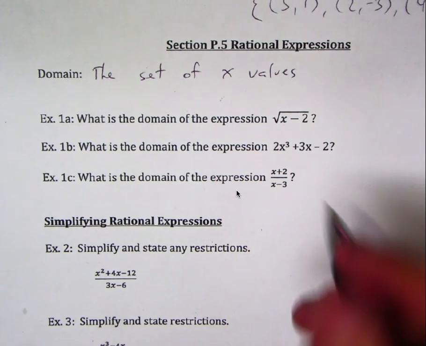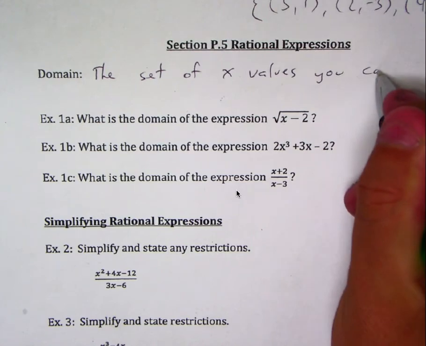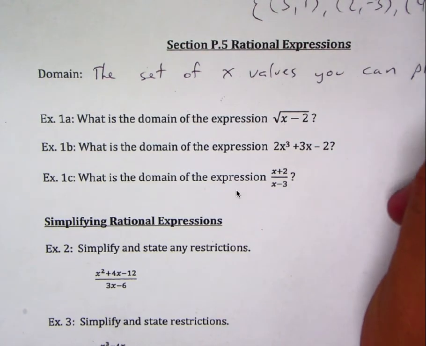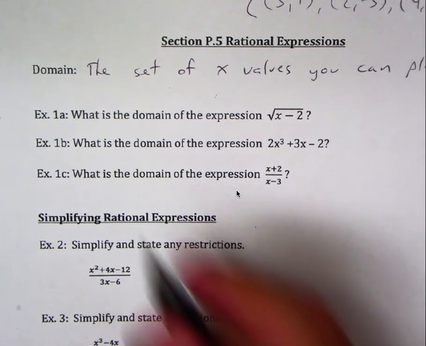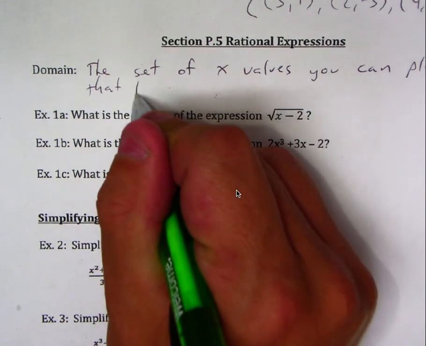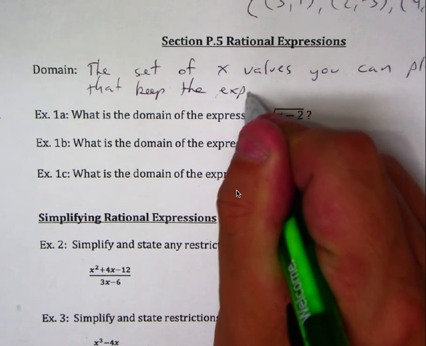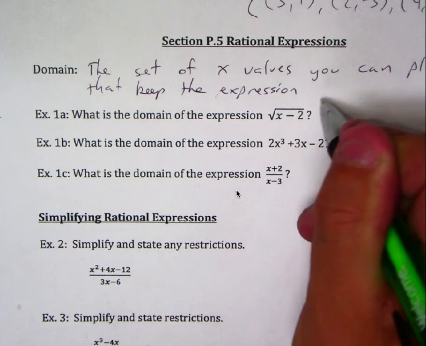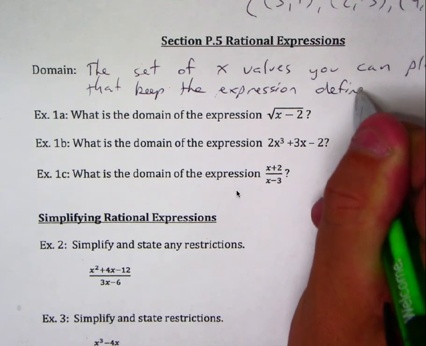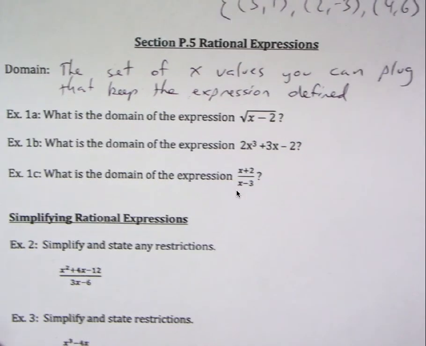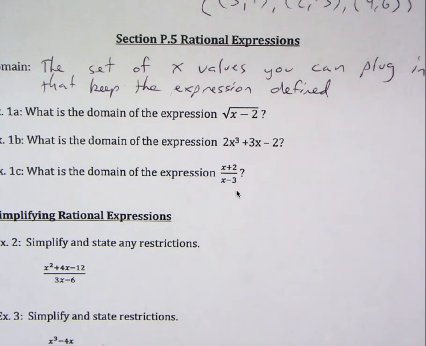the set of x values you can plug in that keep the expression defined, meaning it's going to give you an output. So it's the set of x values. Domain is saying what can you plug in for x that when you do the expression out, you get a value in the end.